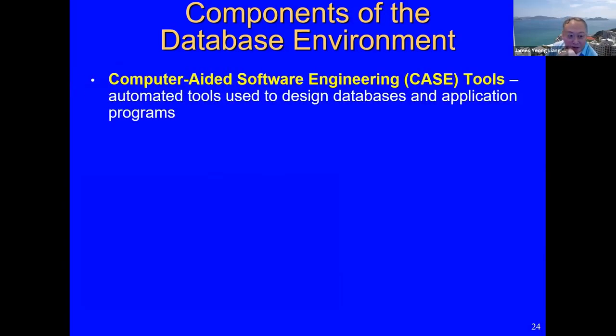All right, there are 9 components of the database environment. Well, first of all, CASE tools. Most large database management software companies provide something called CASE, computer-aided software engineering tools, to help you design databases and application programs. So in Oracle, there's a module called Oracle Designer, which helps you to draw ER diagrams.